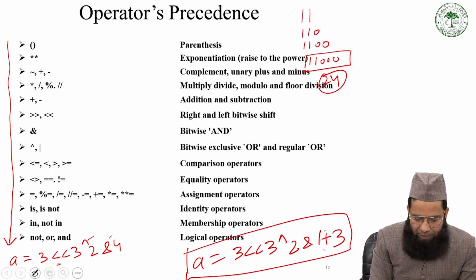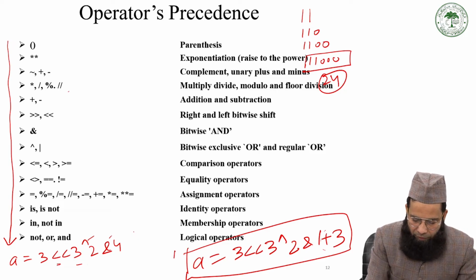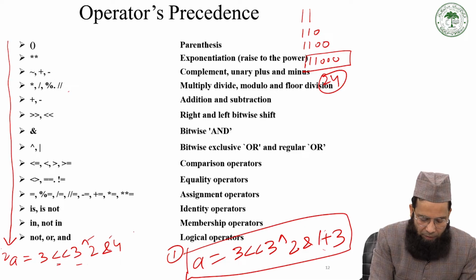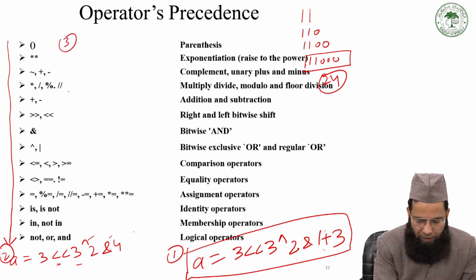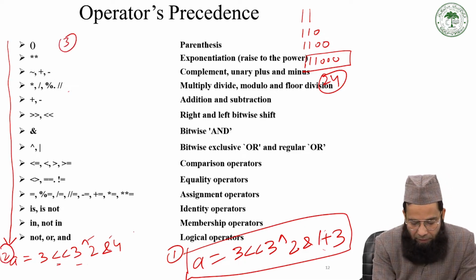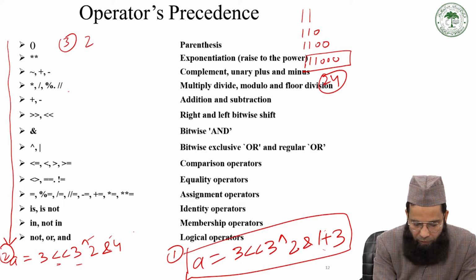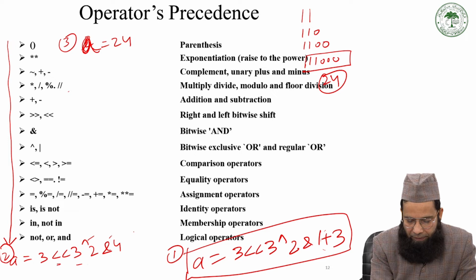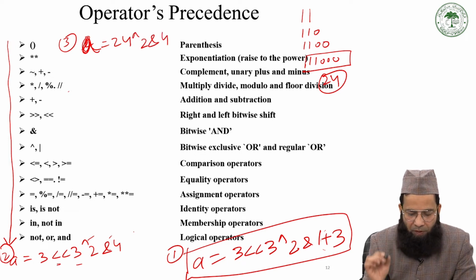So now it will be treated as, sorry, I'm writing it here. This is the first step, then second, and then third. I'm writing it here. So you can write 24. So A is 24, and then XOR 2 and 4, right?